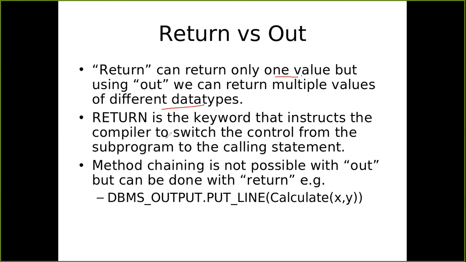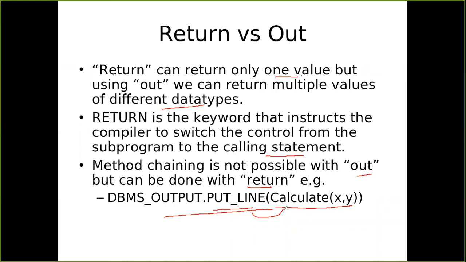Return is the keyword that instructs the compiler to switch the control from the subprogram to the calling statement. And method chaining is not possible with out, but it can be done with return. Method chaining means passing the values from one method to another method. For example, in this statement, put line is a method, and you are passing whatever is returned by calculated into put line. So this is a way of chaining. You can create a chain like this. The value returned by one method is passed to another method as an argument. This is called method chaining.